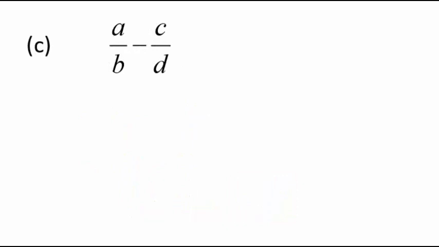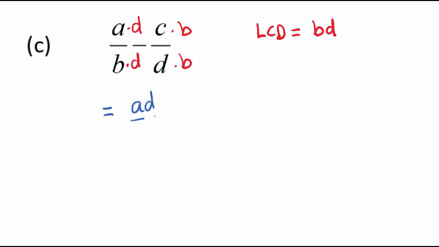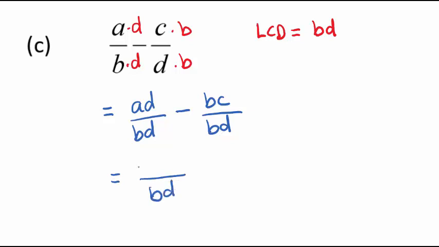For A over B minus C over D, we can simplify by finding the LCD. The LCD here is B times D because B and D, the denominators, don't have anything in common. So we multiply them together. For the first fraction, we multiply by D top and bottom. The second fraction, we multiply by B top and bottom. So we get A times D is AD over BD minus C times B is BC over BD. And they have the same denominator. We keep the denominator the same and we subtract the numerators: AD minus BC. And this is the answer.